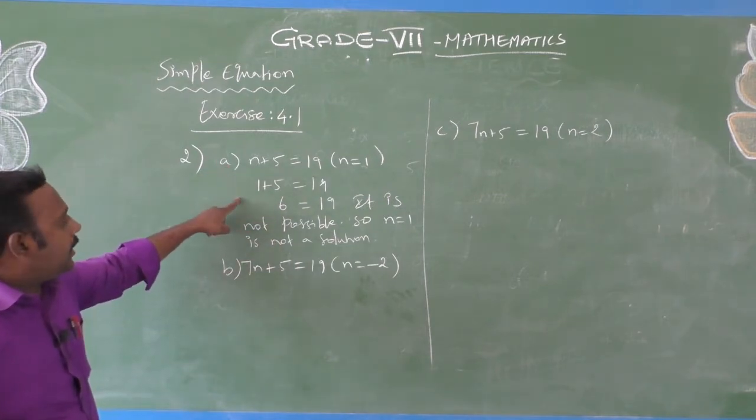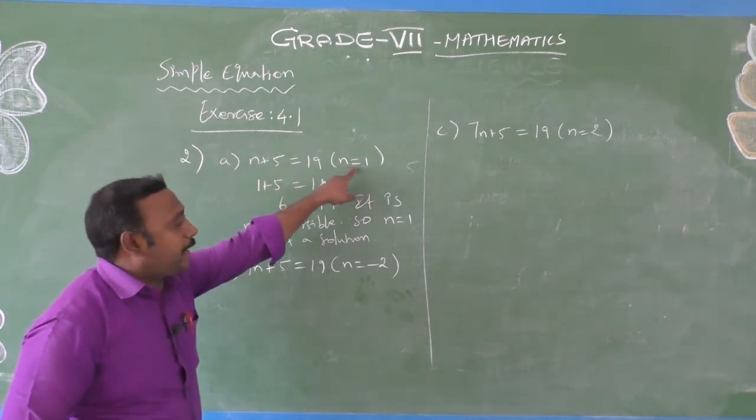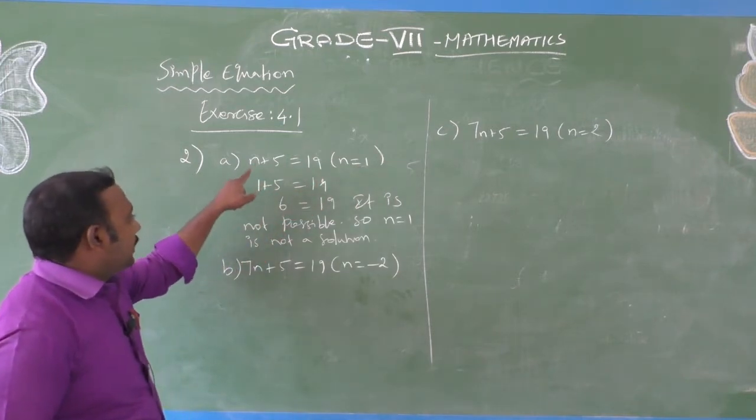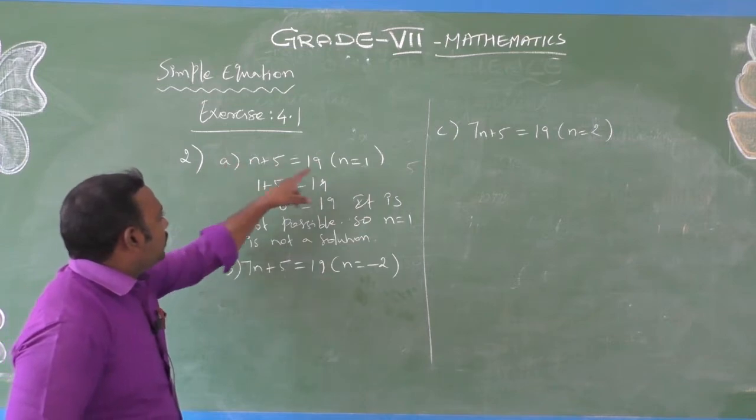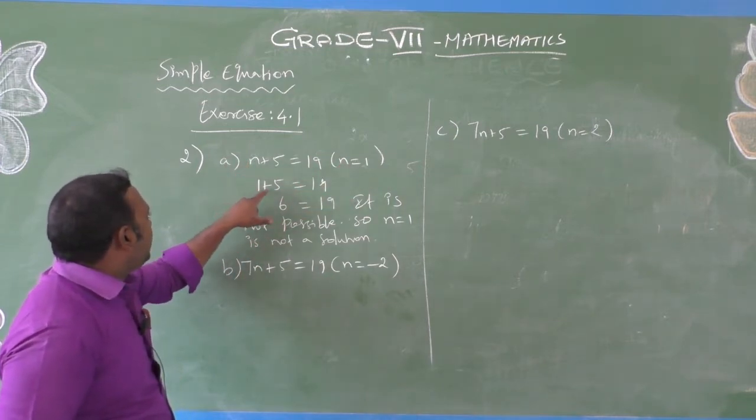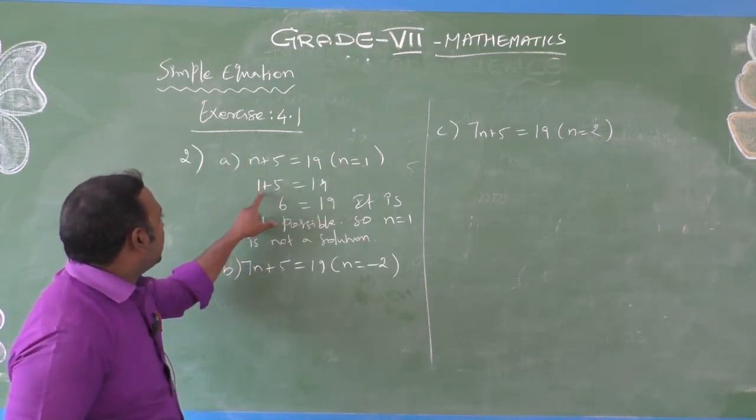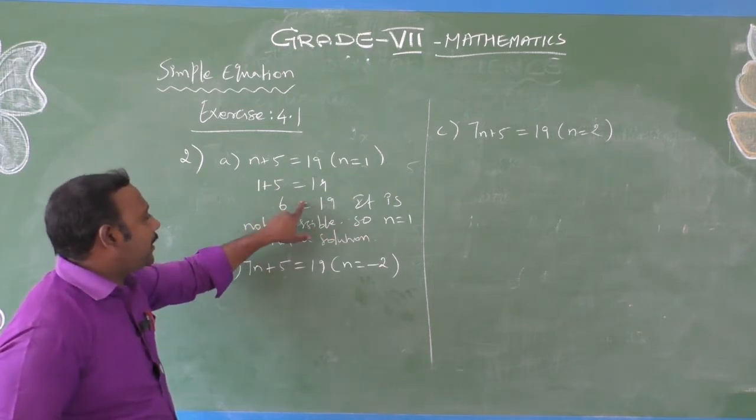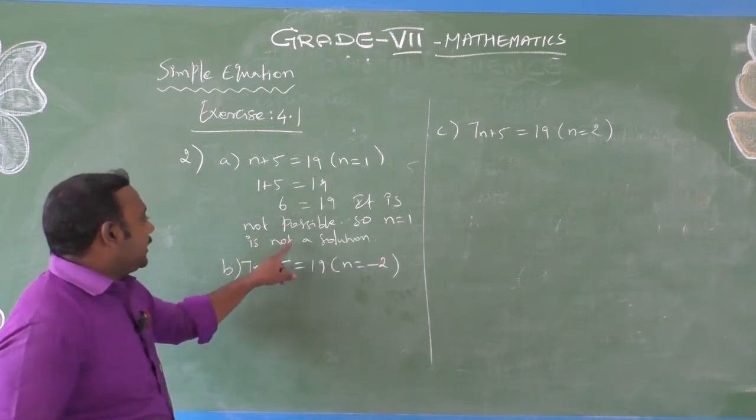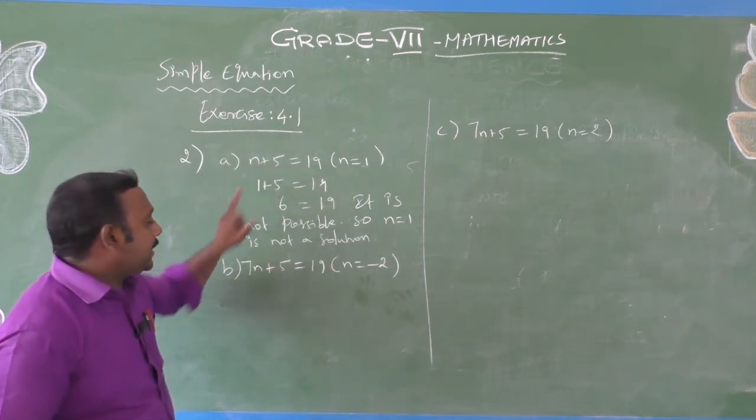Okay? Are you clear? We have to check if n is equal to 1 is a solution of the given equation. So if n is equal to 1, then 1 plus 5 is equal to 19. Then 1 plus 5 is equal to 6, and 6 is equal to 19 is not possible. So n is equal to 1 is not a solution of the given equation.